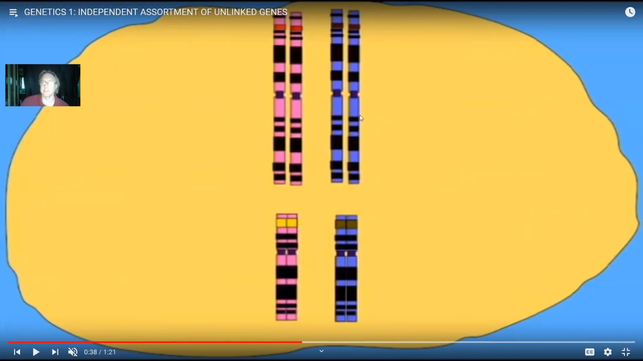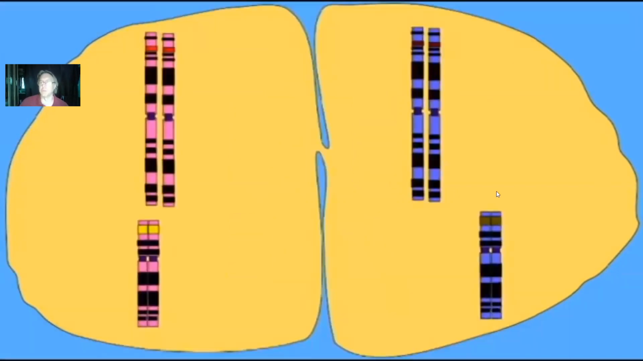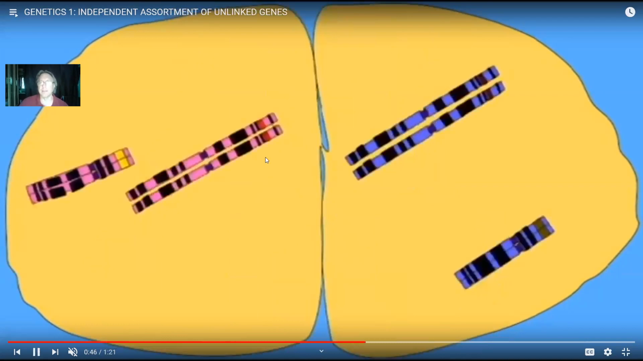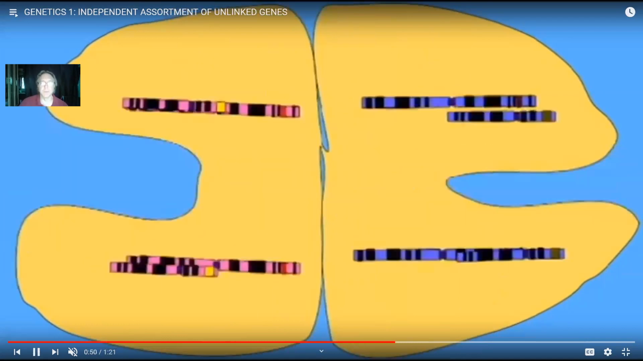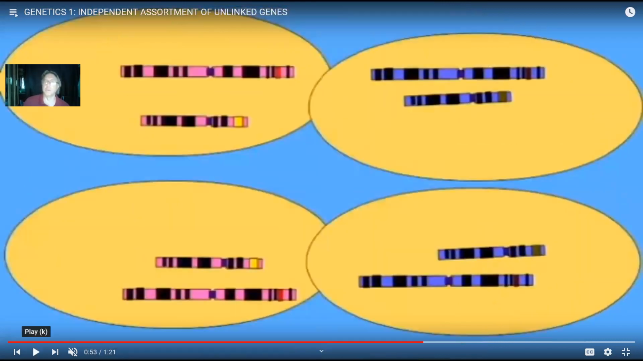So the next time that an individual makes gametes, it might turn out that the two blue chromosomes with the dark alleles line up on the same side of the metaphase plate, and the pink chromosomes line up on the left with their lighter alleles. And so when someone makes sex cells, you could have a big A and a big B, or you could have a big A and a little b.